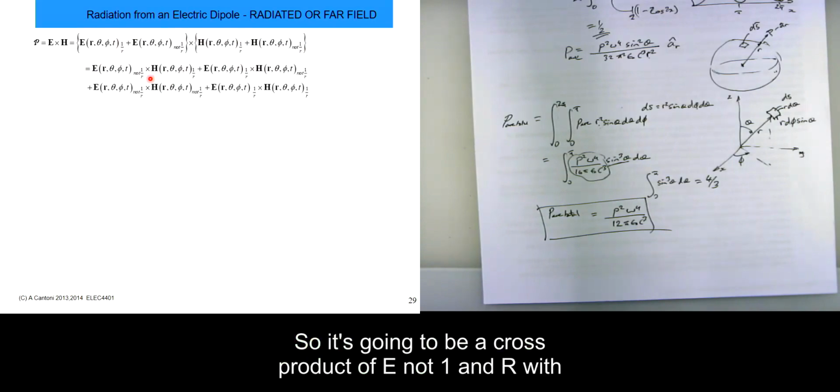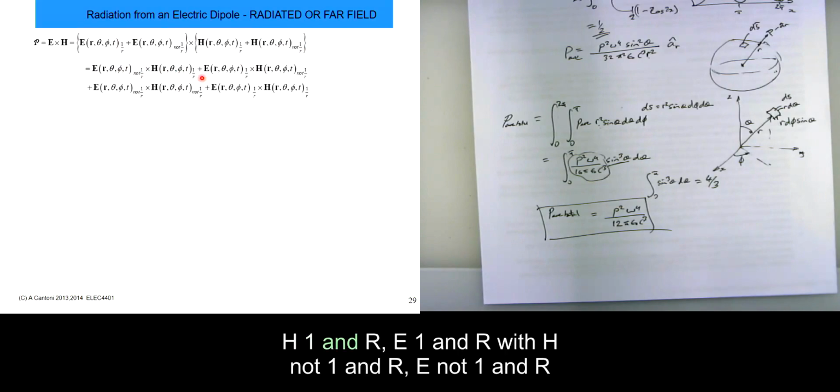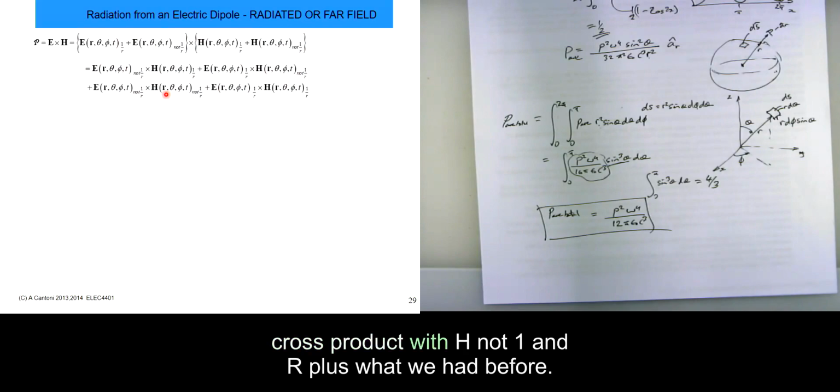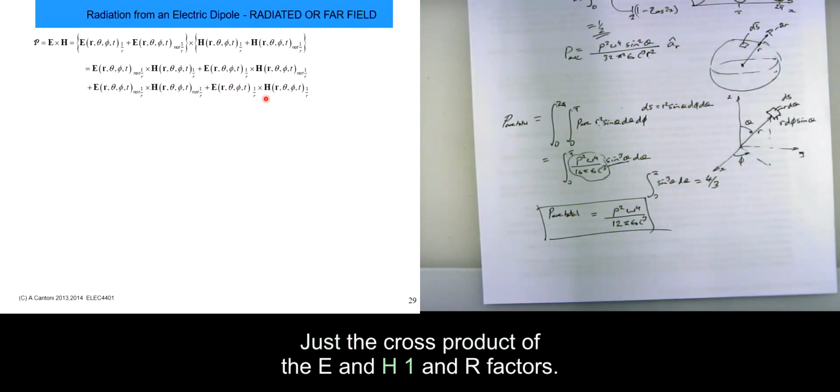Okay, so it's going to be a cross product of E_0/R with H_1/R, E_1/R with H_0/R, E_0/R cross product with H_0/R, plus what we had before. Just the cross product of the E and H 1/R factors.